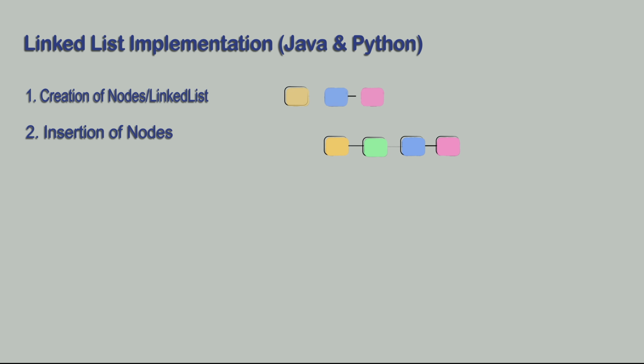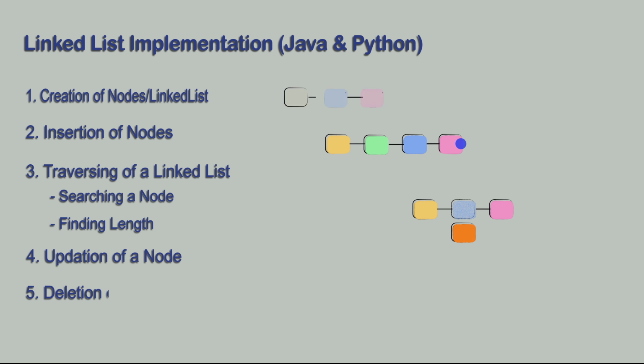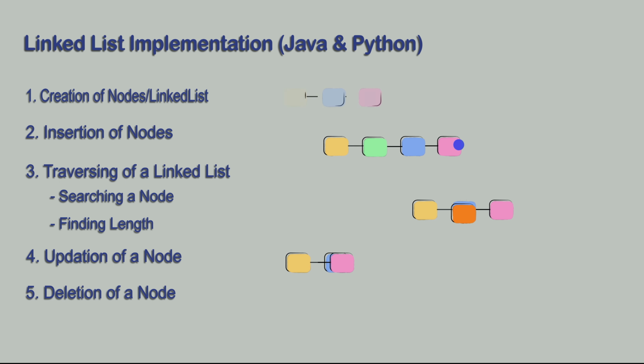So in this chapter, we will implement creation of a linked list, insertion of nodes, traversing of a linked list, that is printing and searching, and also finding the length of a linked list. Then we'll implement the deleting and updating of the nodes. I would suggest you keep concentration on the logic instead of the language, whether that is Java or Python. Once you understand how these data structures are formed and how they work, then you can implement them in any language.